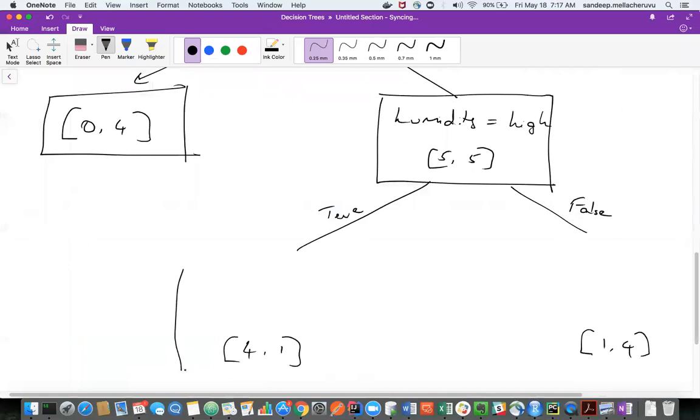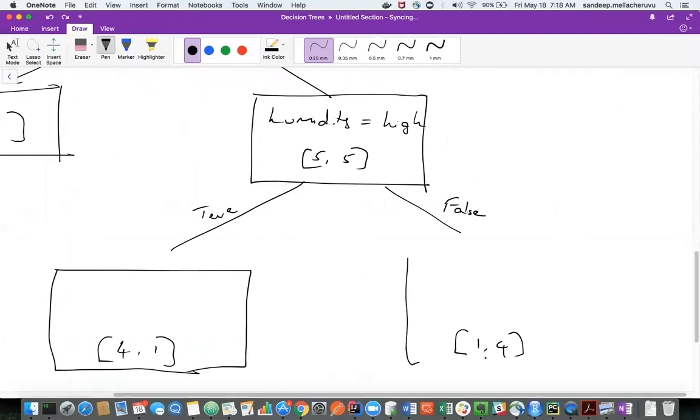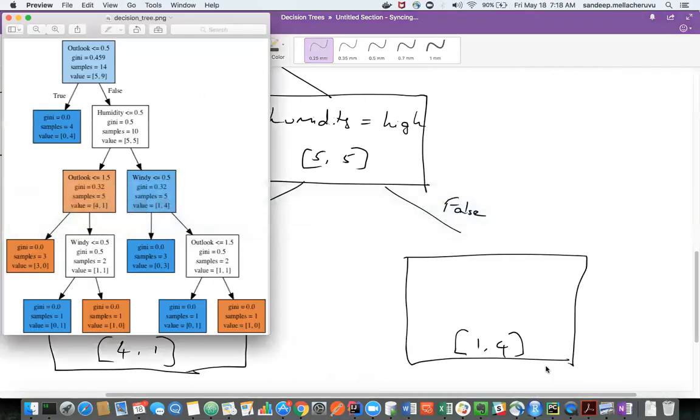Are you clear so far? Yes, Sandeep. Vijay, are you also clear? Yes, Sandeep. Any questions? It is very easy, but yeah, if you still have any questions, you can ask me.